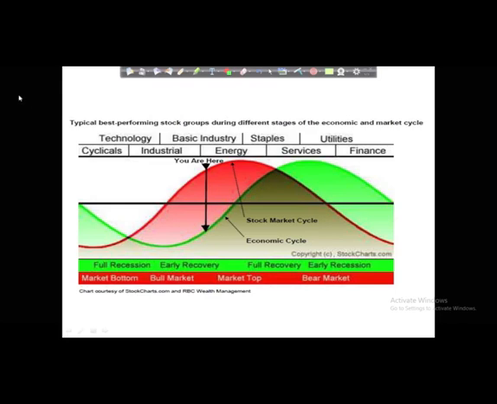Okay, nice. So that is why, and now we can see this is our top, exactly in this area, our stock market, and this time is recovery.